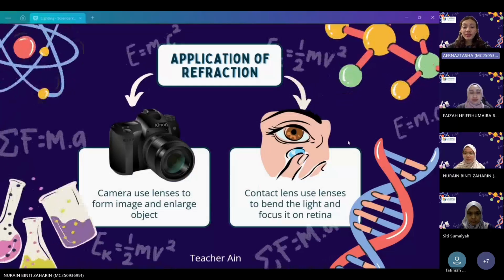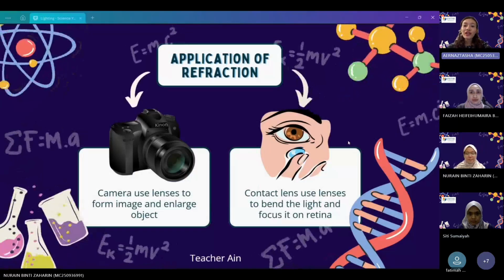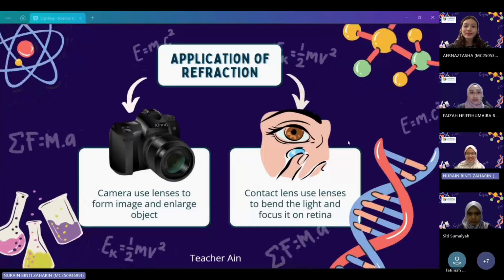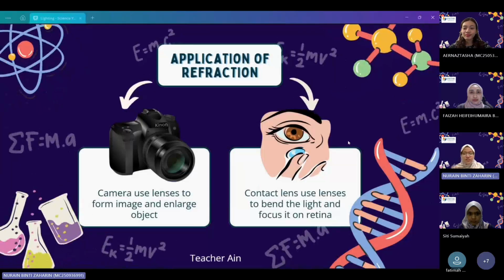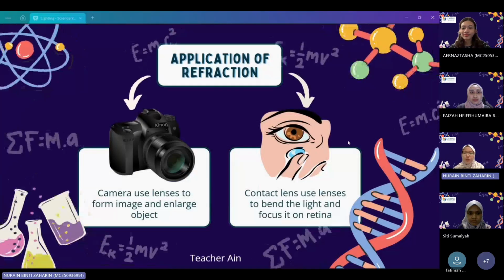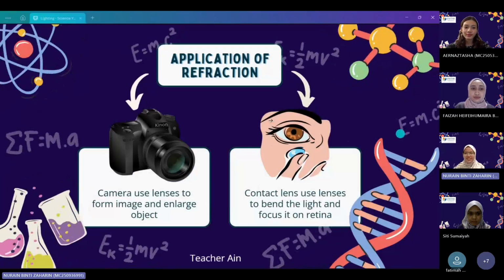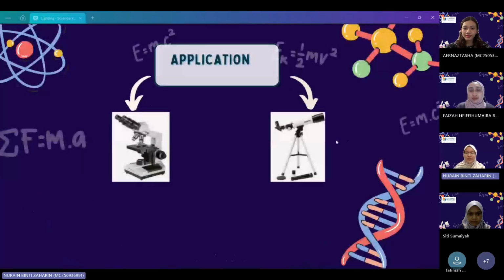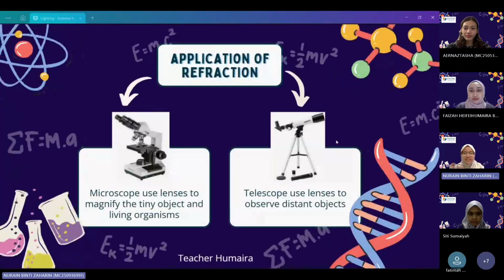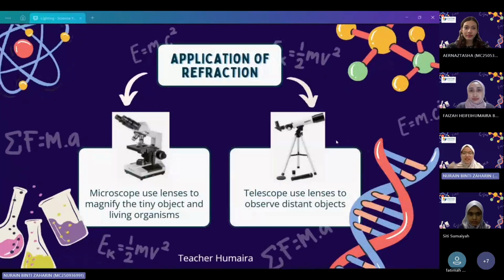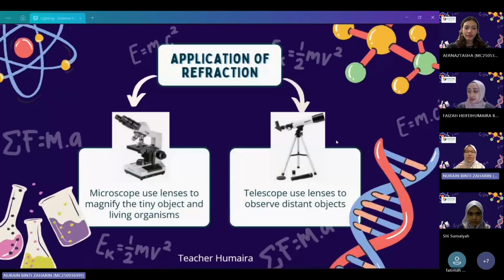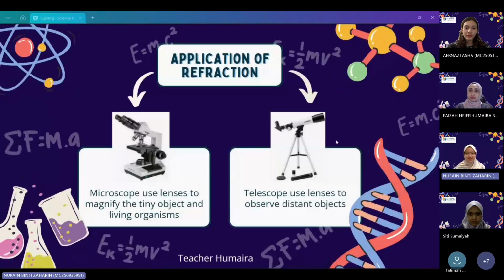Excuse me, teacher. How do microscopes use refraction? Excellent question, Tasha. Your curiosity is very high. After this, teacher will show you the slide about microscope and telescope to answer your question. A microscope uses convex lens that refract light from the specimen. The bending of light makes the image appear larger and clearer.